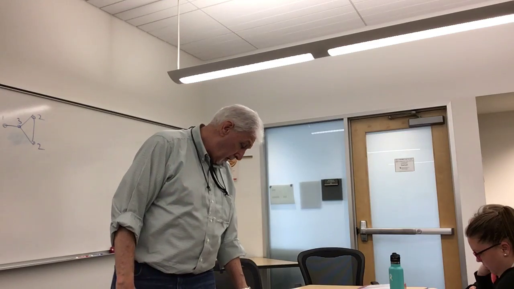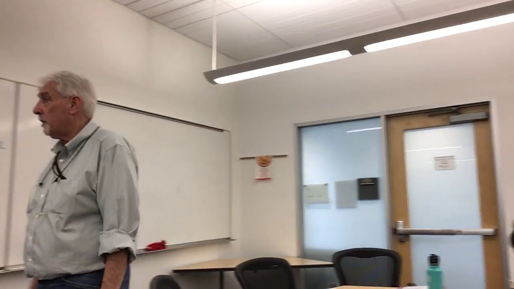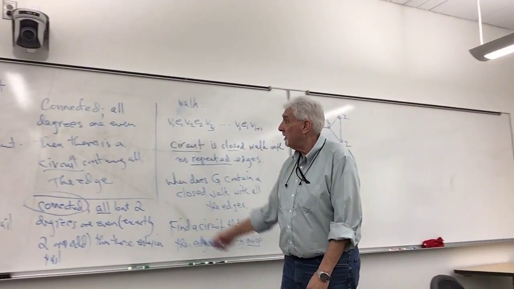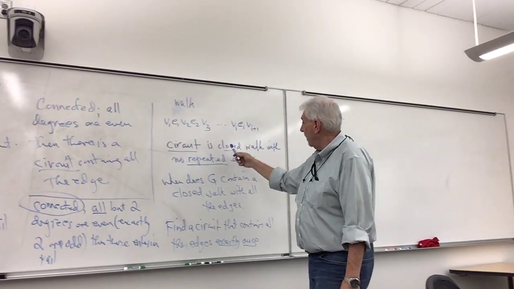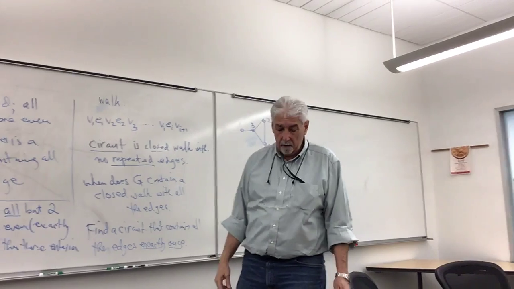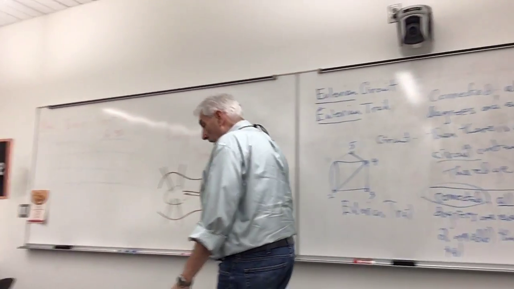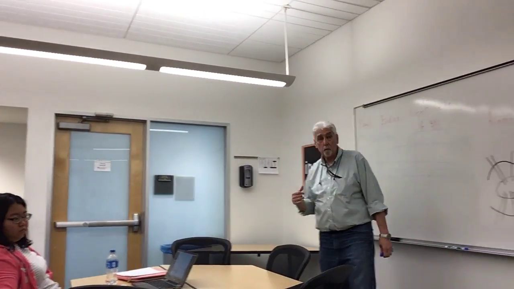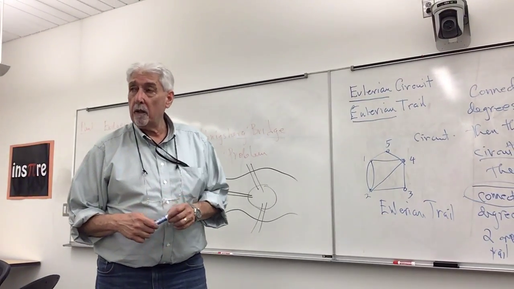Okay, so how about a circuit with 5 edges that's not a cycle? Circuit means that it's closed, connected, all degrees are even, containing all the edges. So a circuit is a closed walk with no repeated edges. A walk can repeat vertices, and here we're not allowing any repeated edges. Closed walk with 5 edges.